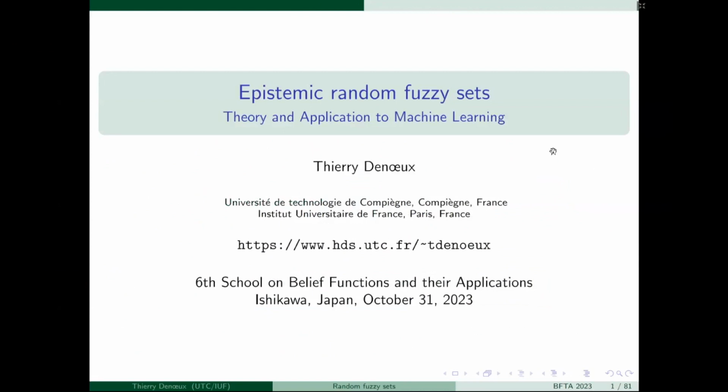So today I will tell you about an extension of Dempster-Shafer theory, which I call the epistemic random fuzzy set theory. And I will show some application to machine learning.